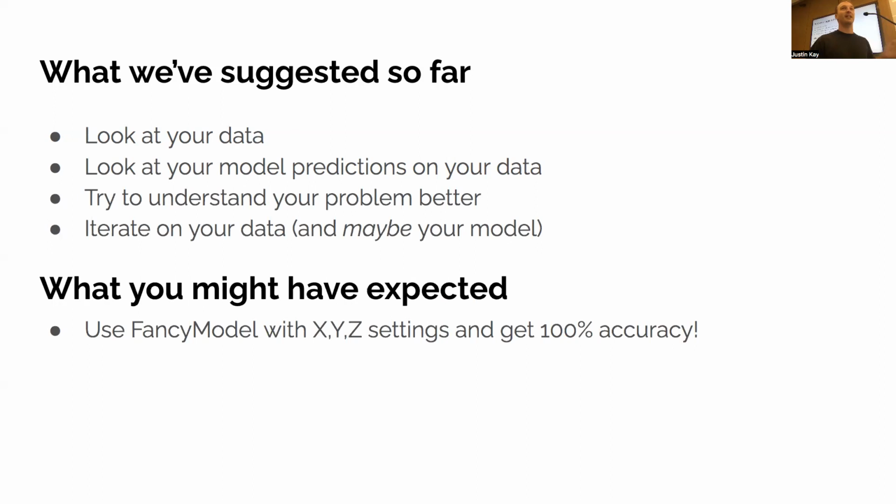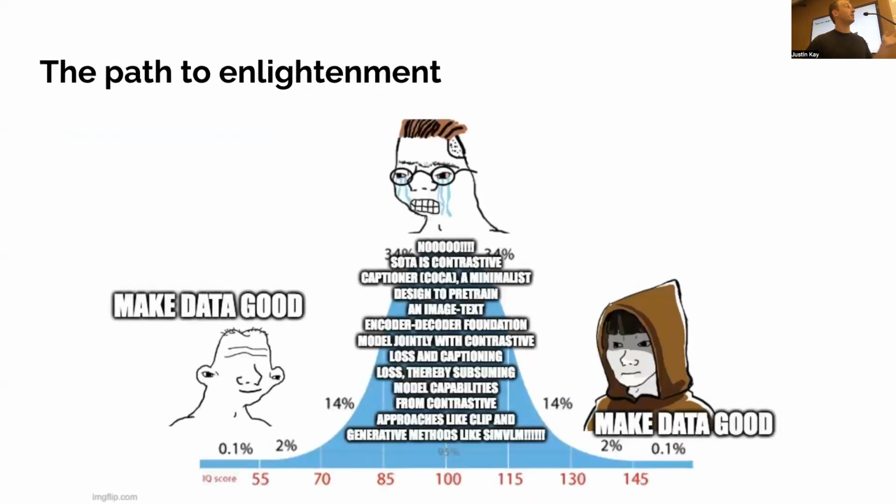If you read computer vision papers, you get the complete opposite perspective, or at least you get the impression that we do the opposite thing, which is we develop a super fancy model, we get the perfect settings, and we get the state-of-the-art accuracy. And what we're trying to get through all of your heads is that actually the path to enlightenment comes back to your data. So you start not really knowing anything about the model, you just try to make your data good. Then maybe you start reading computer vision papers and you think that you need a contrastive design to pre-train image text encoder foundation models jointly with contrastive loss, yada, yada. This is actually in the abstract for the current state-of-the-art model on ImageNet right now. That's like 0.01% better than the next best thing. Eventually you realize that the most effective way to make progress is just to actually make your data good.